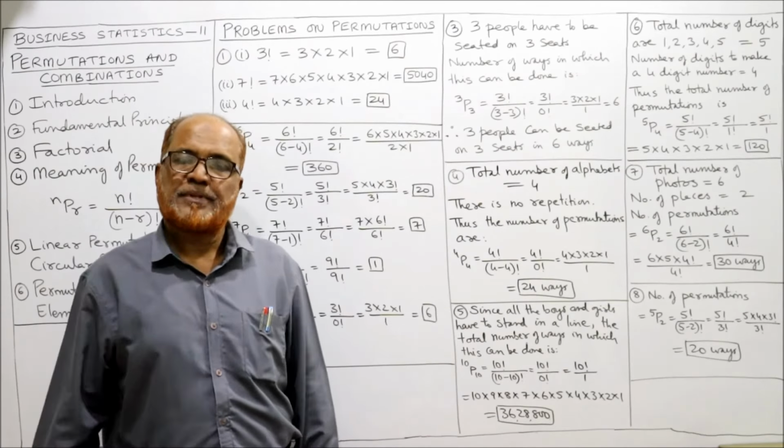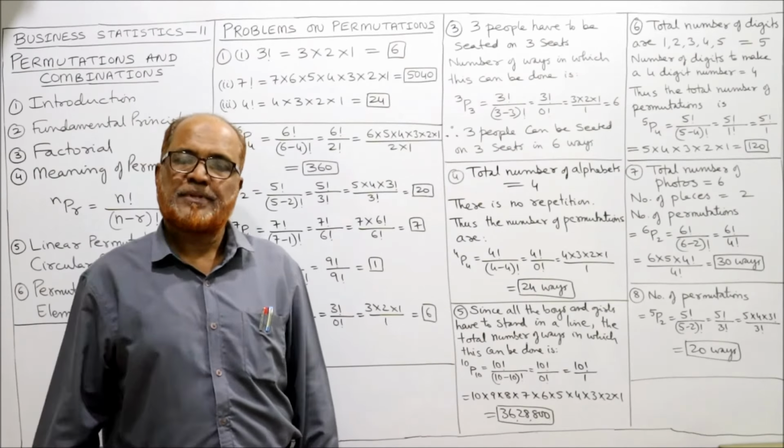Boys and girls together make 10, so we have to arrange all 10. So n is equal to 10, r is equal to 10. So how many ways? 10P10. Since all the boys and girls have to stand in a straight line, the total number of ways in which this can be done is 10P10. 10 factorial divided by (10 minus 10) factorial. So 10 minus 10 is 0 factorial, and 0 factorial is 1.